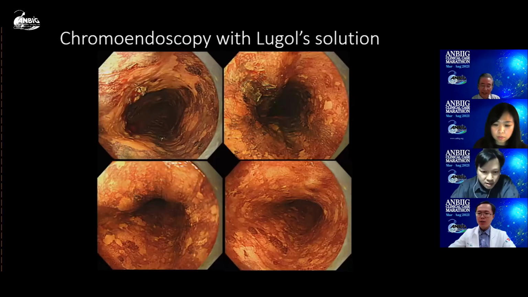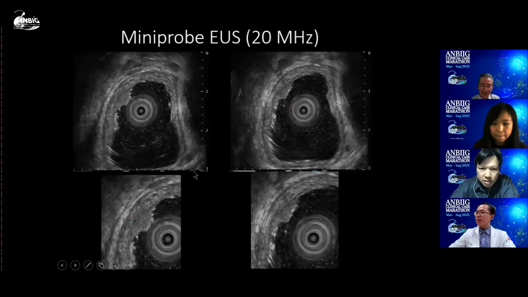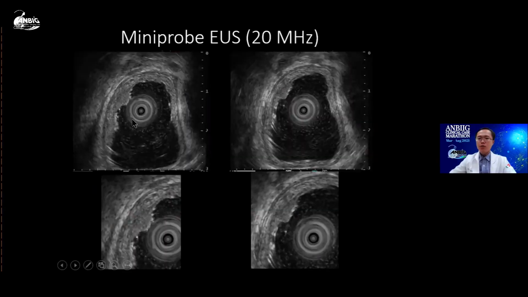Okay. So we also performed mini probe EUS for this patient, and we can see the mucosal lesion presented as irregular thickening of the second layer of the esophageal wall, and in the magnified view, there seems to be a little of the submucosal layer that can still be observed.